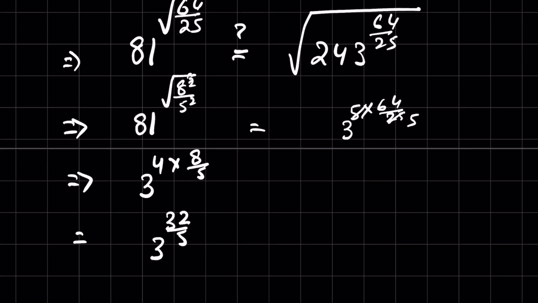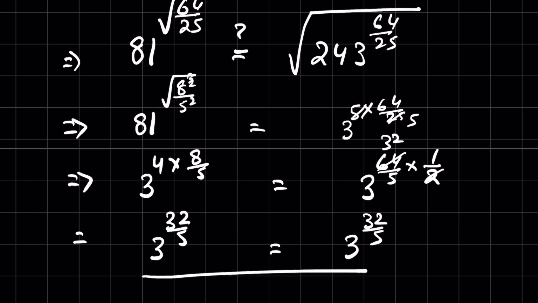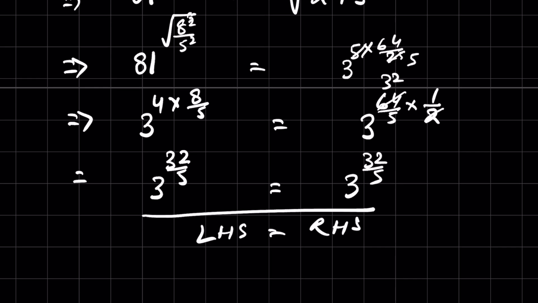So this is 3 raised to the power 32 upon 5, and this side 3 raised to the power 64 upon 5, and square root means it is raised to the power of 1 upon 2. Then 2 times 32 is 64. So this side is also 3 raised to the power 32 upon 5. LHS is equal to RHS. Answer is verified.